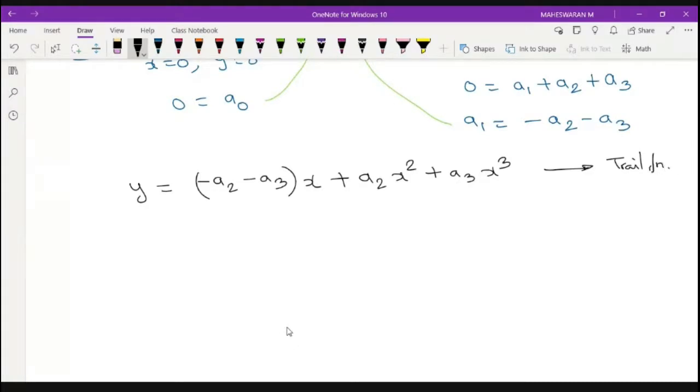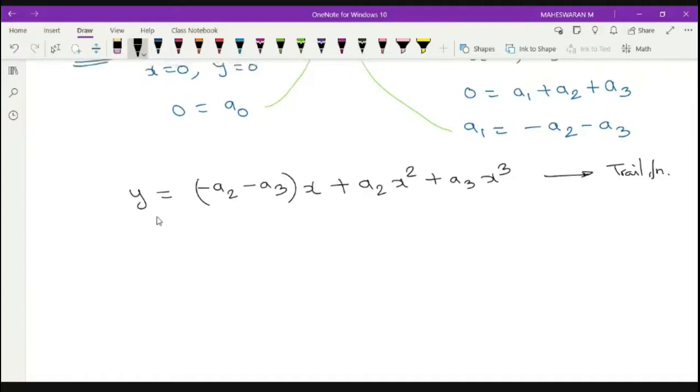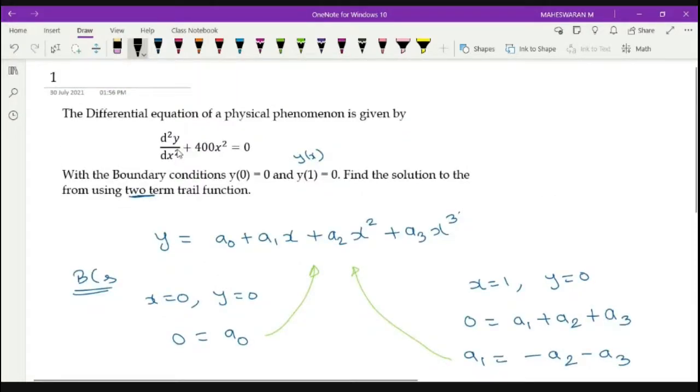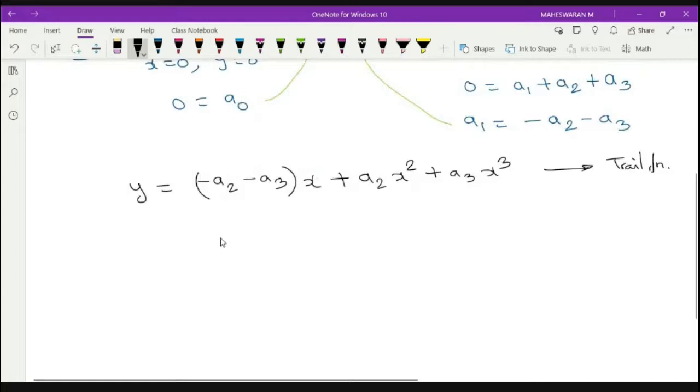Okay, now let me check it out. What happens when I substitute in this differential equation? That means I have to differentiate twice. When I differentiate once, I will get 2a2x, 3a3x square. When I differentiate again, of course, I'll get a2, a3.